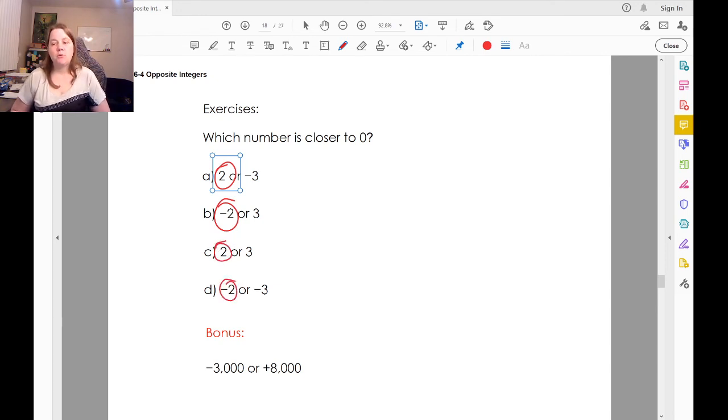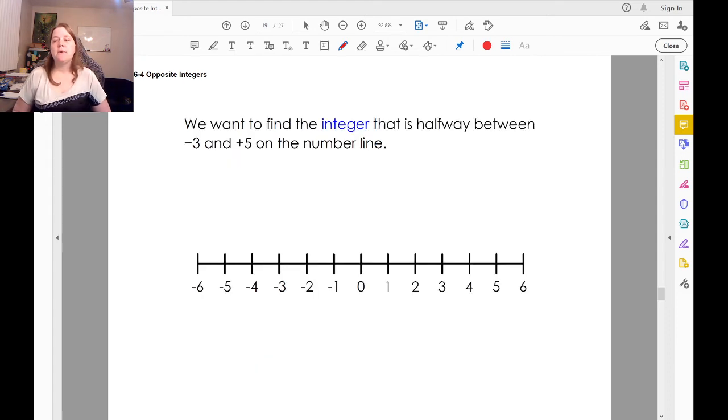What did you get for the bonus? -3,000 or +8,000? 3,000, whether it's positive or negative, 3,000 steps away from 0 is less than 8,000 steps away from 0. So we want to find an integer that's halfway between -3 and 5 on the number line.